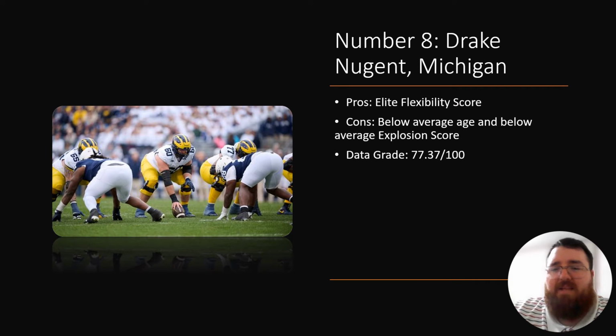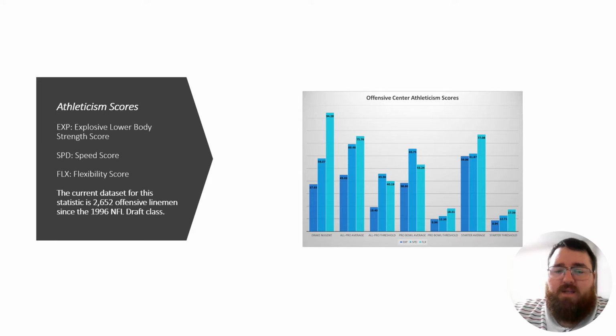Now we get to number 8, which is Drake Nugent from Michigan. Pros, elite flexibility score. Cons, below average age and below average explosion score. His data grade is 77.37 out of 100. Taking a look at his athleticism traits, as you can see, elite flexibility for his size. Speed score is a little lacking, and his explosion score is also a little lacking, but he does have the traits of a potential Pro Bowl center.